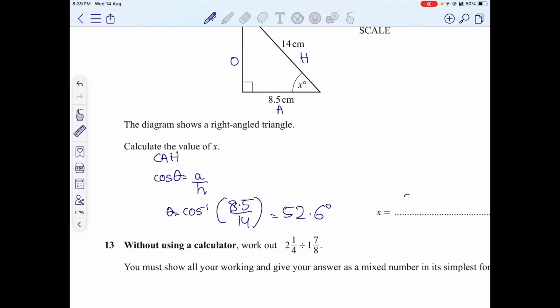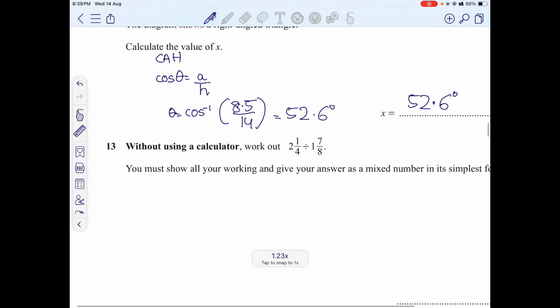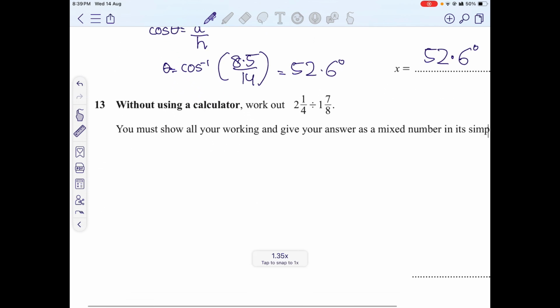3 significant figures is the best, or 1 decimal place for angles, without using a calculator, work out. So now first of all, if you want to work this out, you have to change both of the fractions into normal improper fractions. 4 times 2 is 8 plus 1, 9. So 9 over 4 divided by 8 times 1 is 8 plus 7 is 15. So 15 over 8.